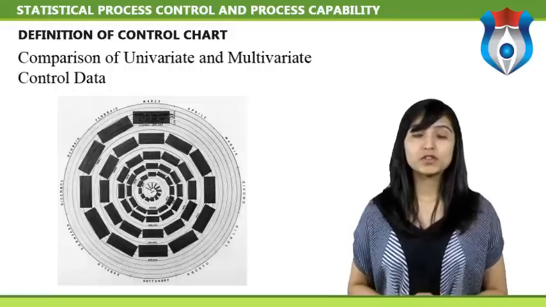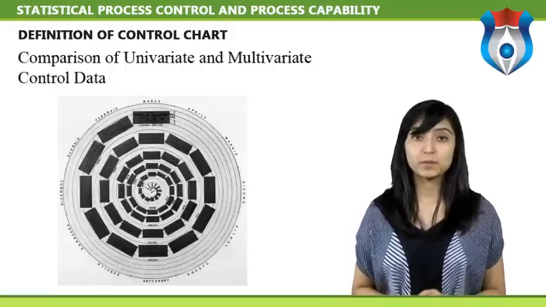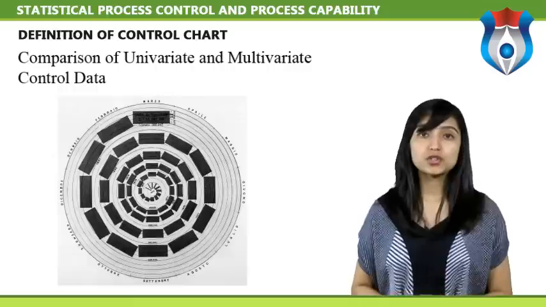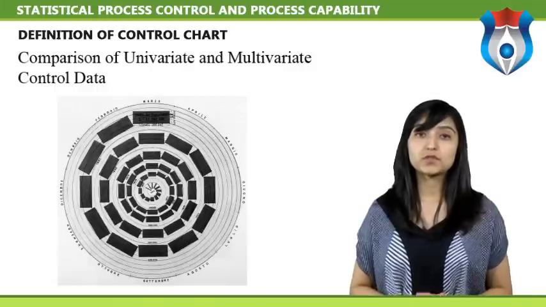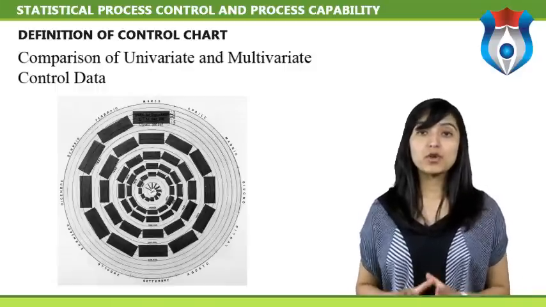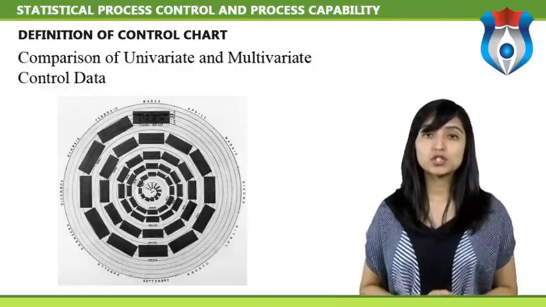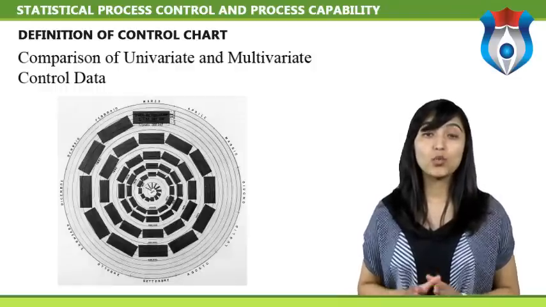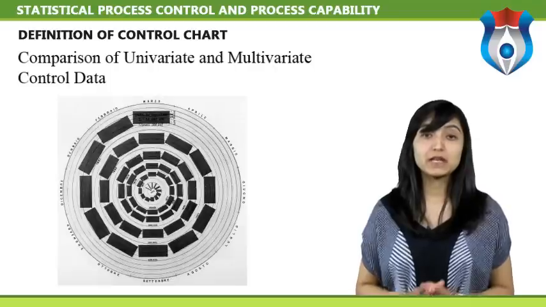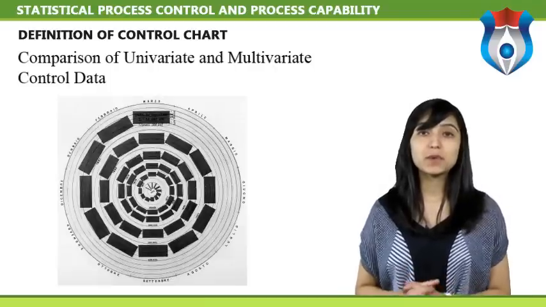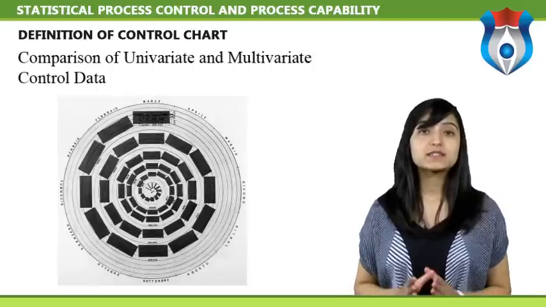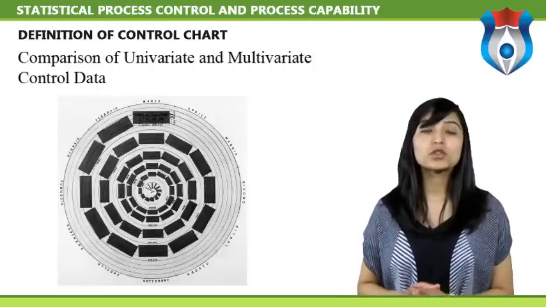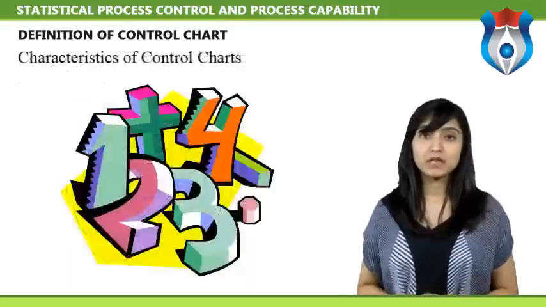Comparison of univariate and multivariate control data. Control charts are used to routinely monitor quality. Depending on the number of process characteristics to be monitored, there are 2 basic types of control charts. The first, referred to as a univariate control chart, is a graphical display of one quality characteristic. The second, referred to as a multivariate control chart, is a graphical display of a statistic that summarizes or represents more than one quality characteristic.